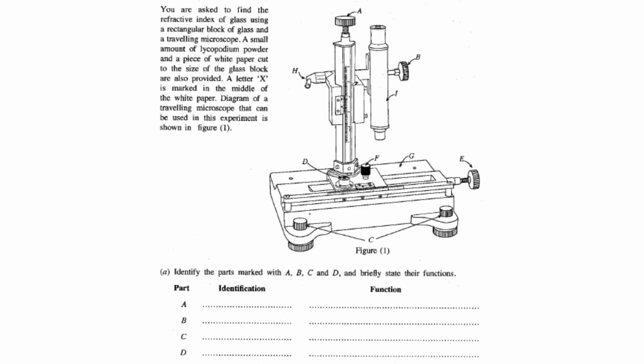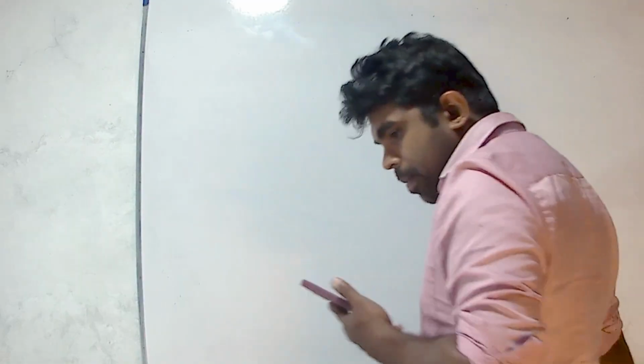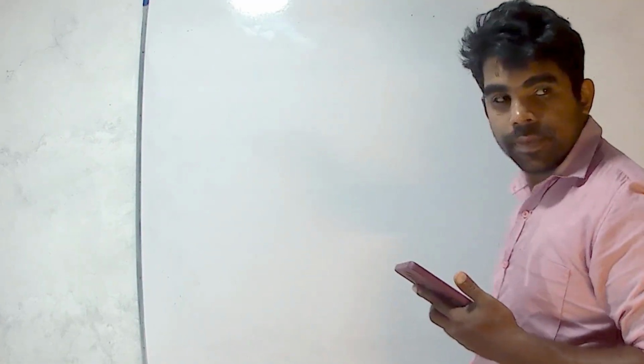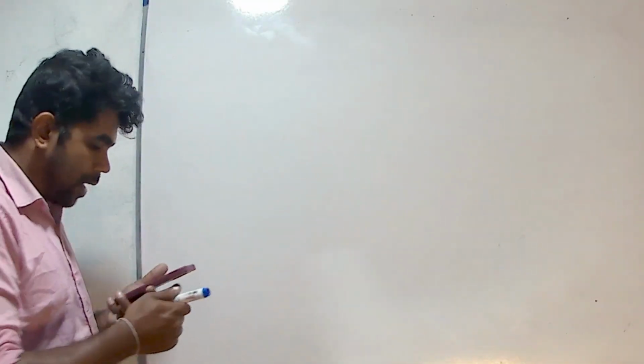Diagram of a traveling microscope that can be used in this experiment is shown in the figure. Part A. Identify the parts marked A, B, C, D and briefly state their function. We have to write the name of the part and then explain the function of the part.